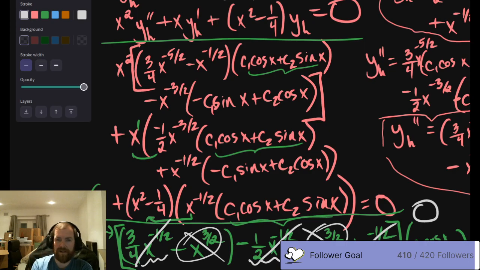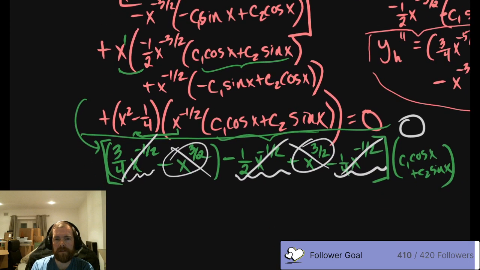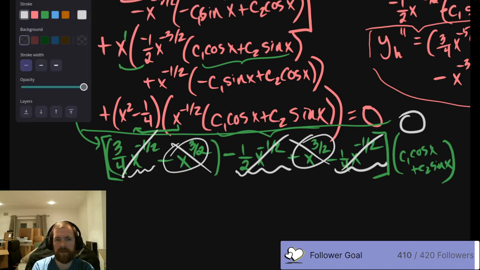Okay, then we have to get the other one. So the other stuff, plus, here we get an x squared times negative x to the negative 3/2. Again, that's going to get us an x to the positive 1/2, but it's negative.